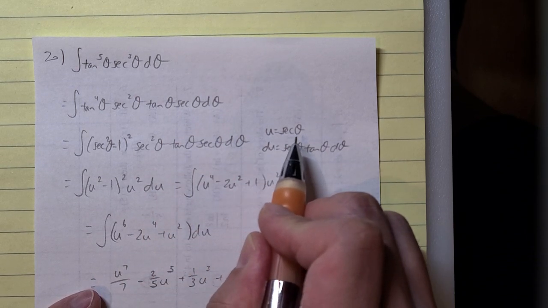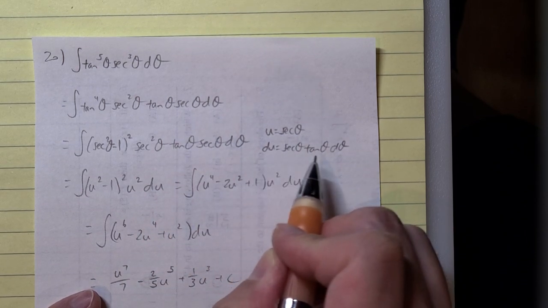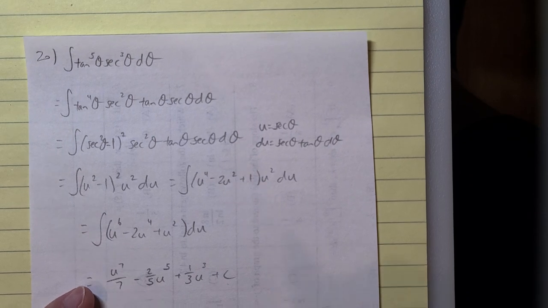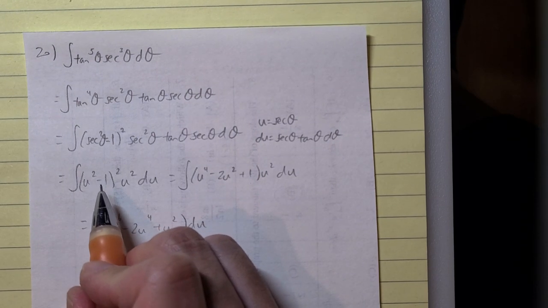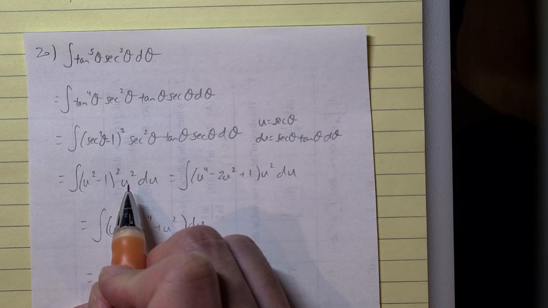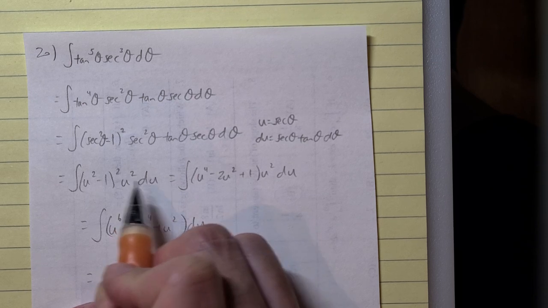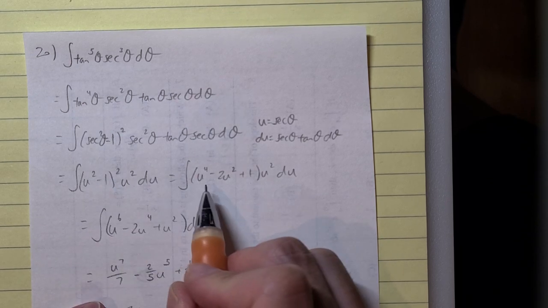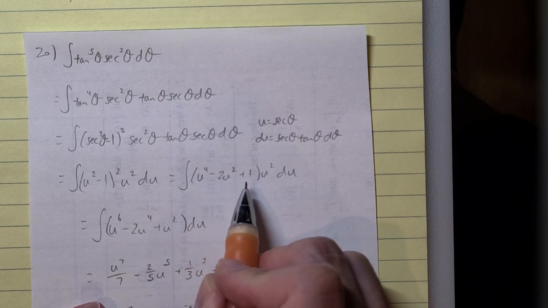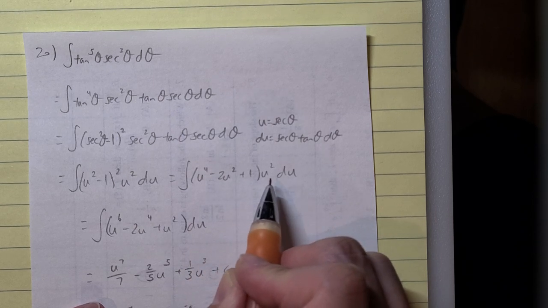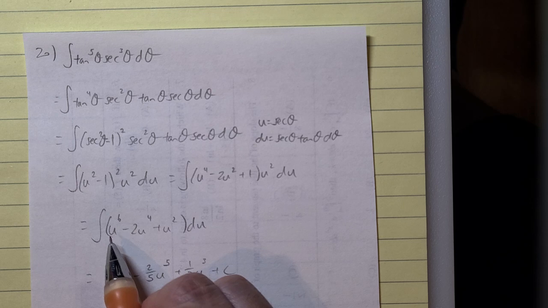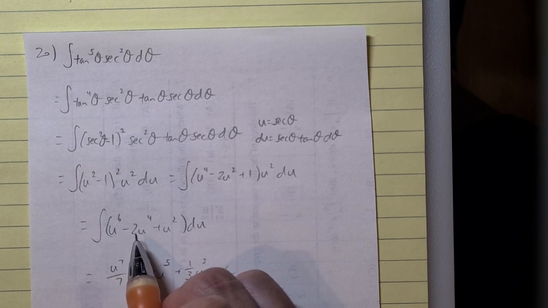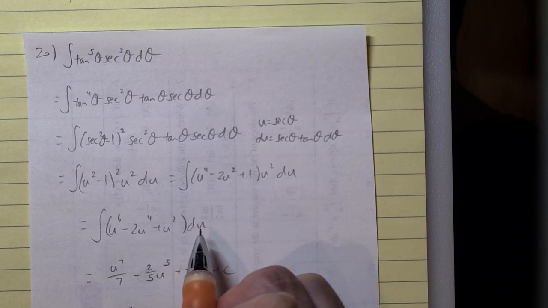We let u be secant, as I said earlier. Du is secant tangent d theta. So then we get u squared minus 1 quantity squared times another u squared times du. We can expand this out: u to the fourth minus 2u squared plus 1 times u squared du. We distribute this u squared to each term: u to the sixth minus 2u to the fourth plus u squared du.